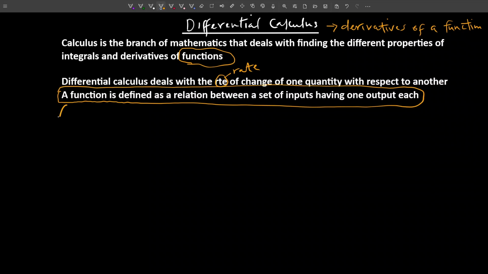One particular, very popular kind of function is called an algebraic function. We take, for example, a function like this: f of x equals 10x squared. All right, so this is a function. This is an algebraic function where f represents the function and x here is the variable.